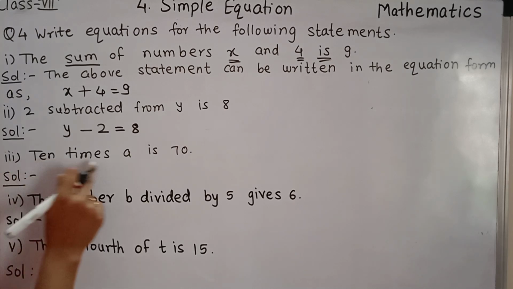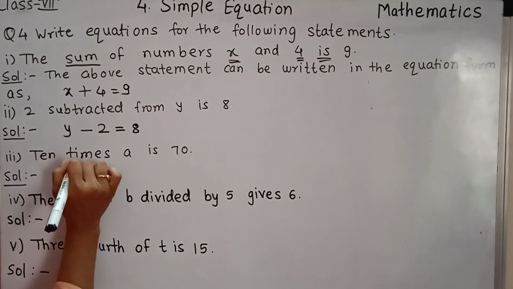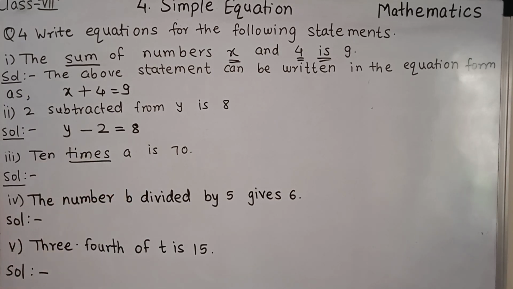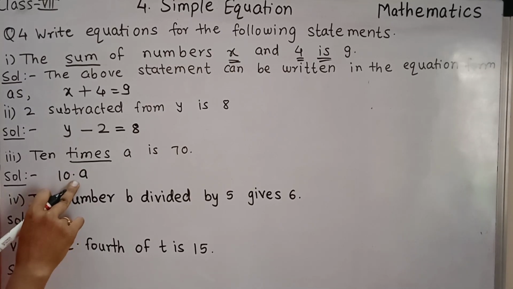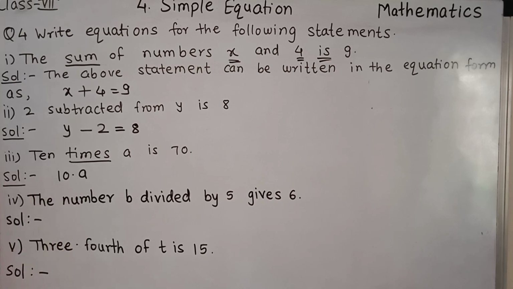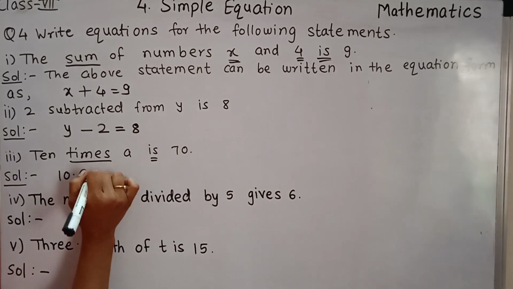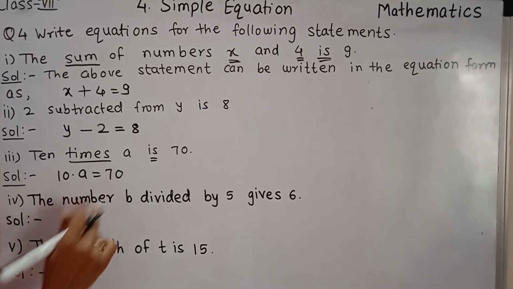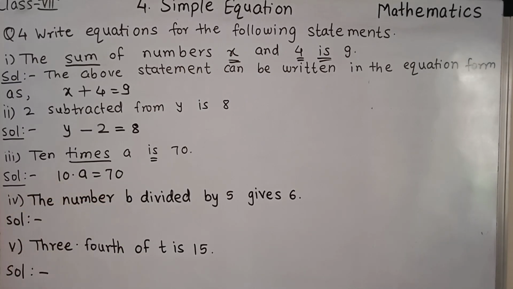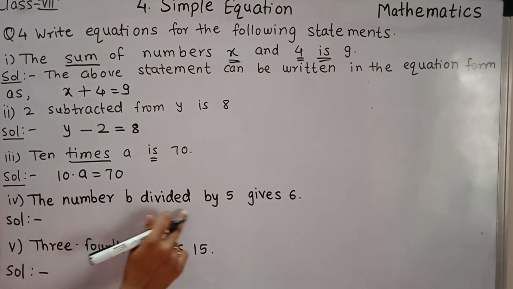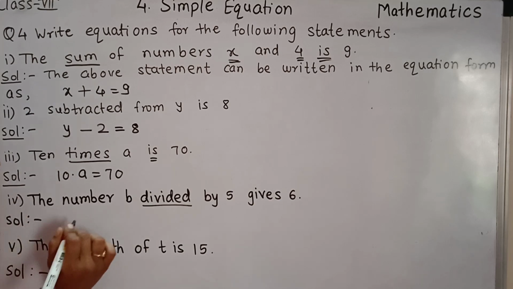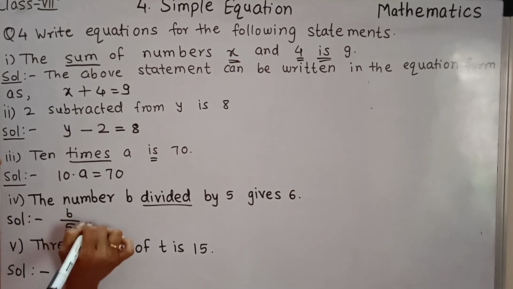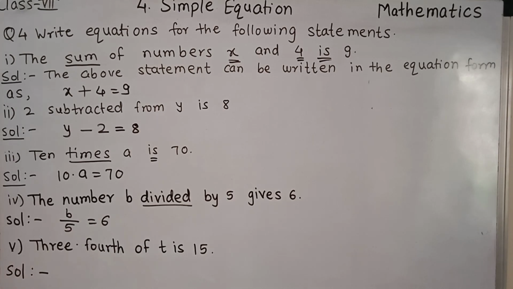Moving to the next. 10 times a is 70. Whenever the word times comes, it means multiplication. So 10 multiplied by a. If nothing is written between the two numbers, it means multiplication. And it means equal to what? 70. So what will your equation be? 10a equal to 70. Fourth one is: the number b divided by 5 gives 6. So here we need to do the division. So b divided by 5 gives 6. So what does the equation become? b divided by 5 equal to 6.